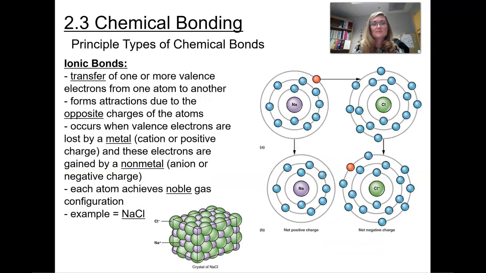The next type is going to be an ionic bond. This is where one or more valence electrons are transferred from one atom to another. It's going to form attractions due to opposite charges of the atoms, and this occurs when valence electrons are going to be lost by a metal or a cation or positive charge, and these electrons are going to be gained by a nonmetal or an anion or negative charge. So each atom achieves noble gas configuration, and you can see this in the case of sodium chloride or salt.